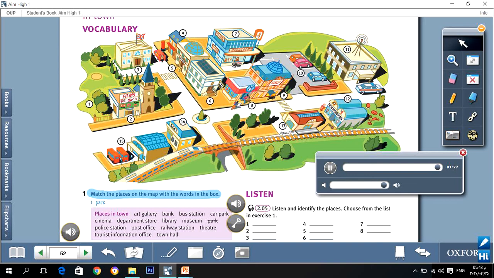Okay, so after listening to this record, I think, my dears, that what matters in this painting is not to match the pictures with the names here, but to know what these places are. And that's why I have prepared some pictures for you to know them.